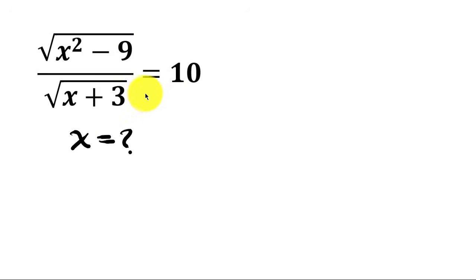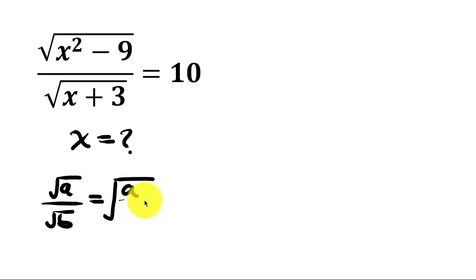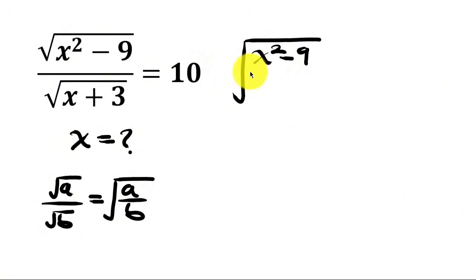Well, our first step will be for us to apply a very good property that says that when I have, for example, the square root of a all over the square root of b, this can be written as the square root of a all over b. So we can apply this to what we have here. That means this expression can be written as the square root of x squared minus 9 all over x plus 3. And this is equal to 10.